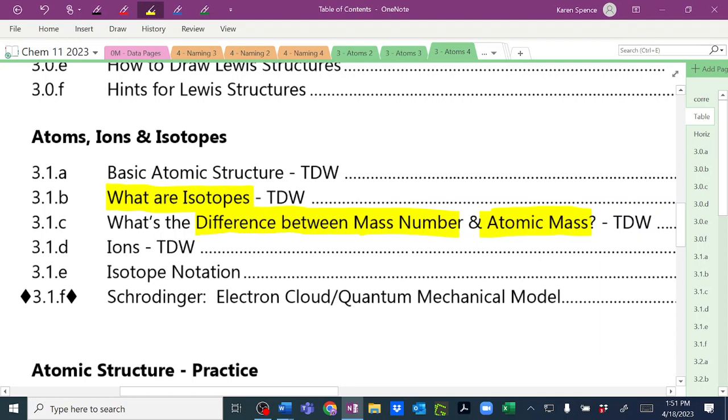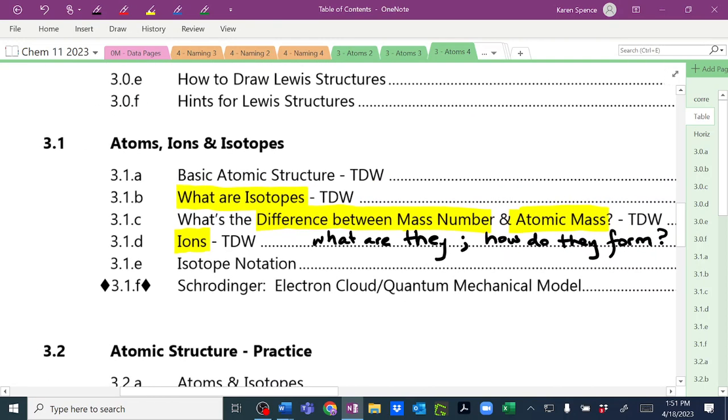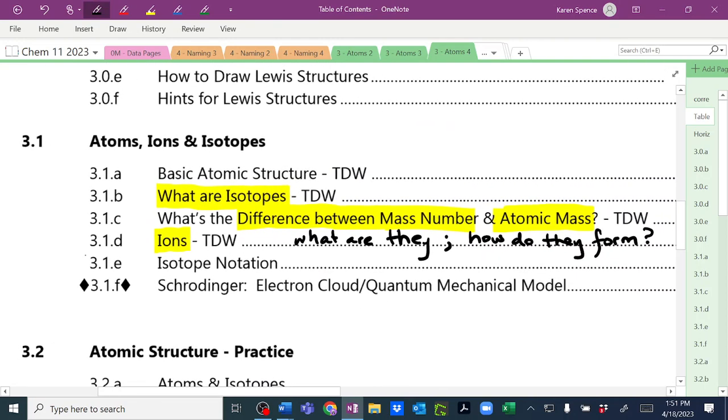You need to know what ions are. What are they? How do they form? You need to know isotope notation. Now, do you guys remember isotope notation?